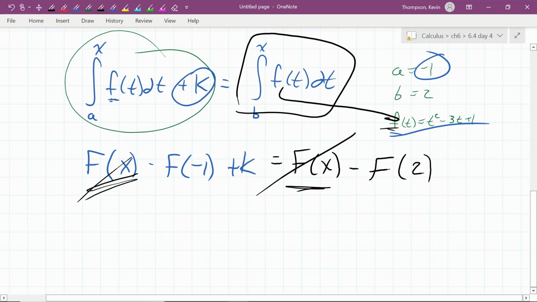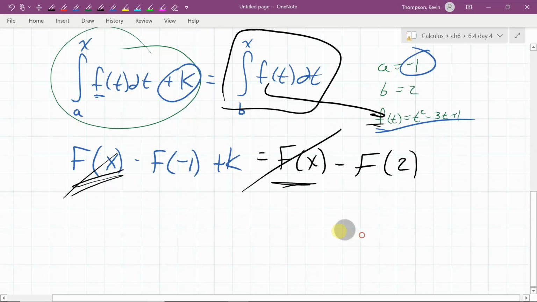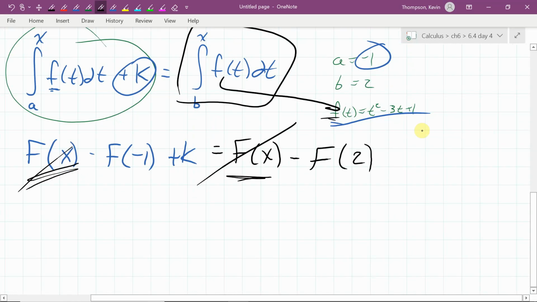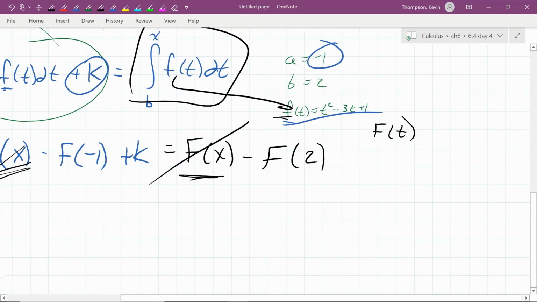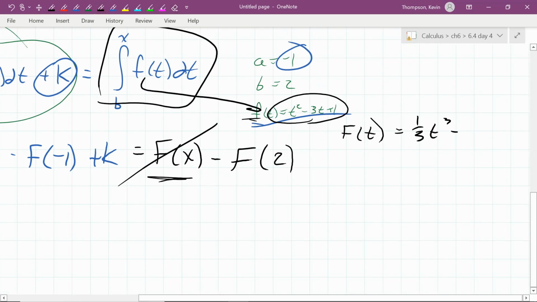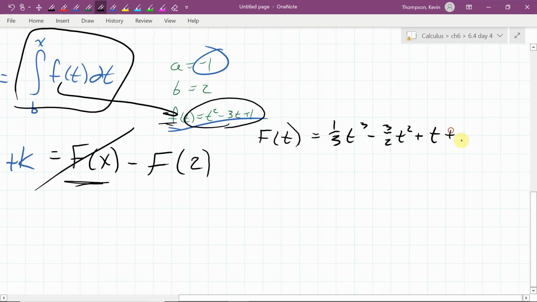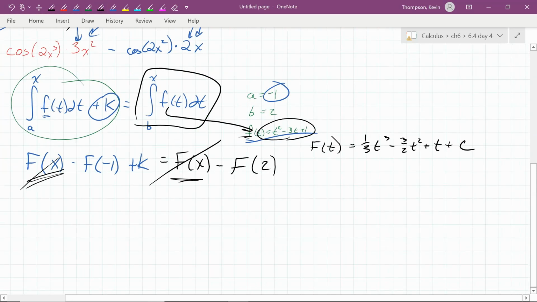So with what I'm left with, if I could find an antiderivative for this, what would capital F of t be? I'm going to need that now. Can you look right there and tell me super fast? One-third t cubed minus what? 3/2 t squared plus c. Okay. So careful with this negative here. This is still being subtracted.